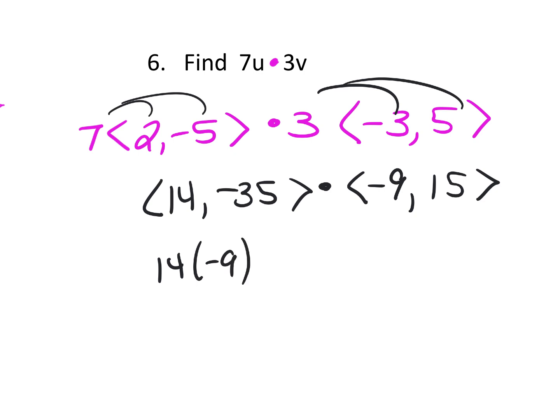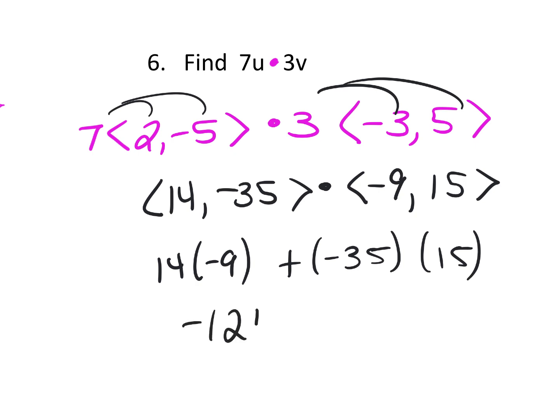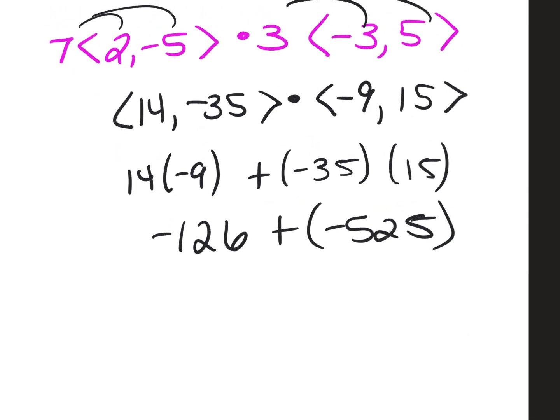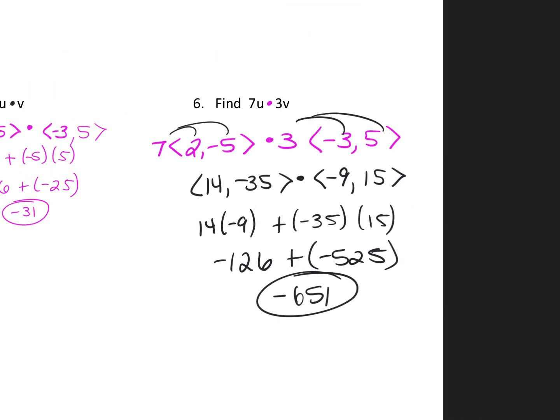Finding the dot product, it's first times first. Look how I'm showing you the work, guys, that I expect to see. Plus -35 times 15. Now, this is where your calculator comes in handy. Just makes things a little quicker. 14 times -9. I got -126 plus what's -35 times 15? -525. When I combine those two, I get -651. I almost put degrees on that. Last period we talked about converting radians to degrees.